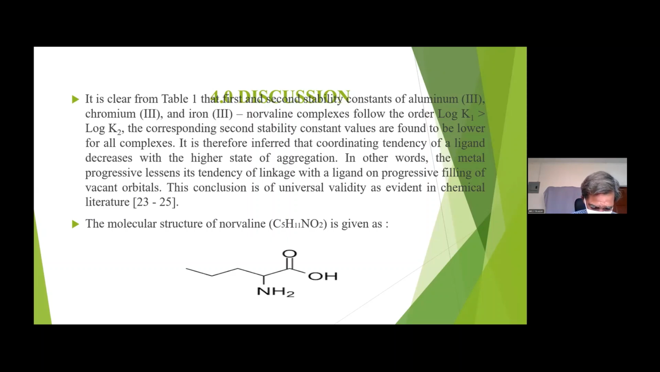It is therefore inferred that the tendency of the ligand decreases with a higher state of aggregation. In other words, the metal progressively loses its tendency to link with a ligand, owing to the progressive filling of vacant orbitals. This condition is of universal validity, as given in the literature by reference numbers 23, 24, and 25. The molecular structure of norvaline is given here.